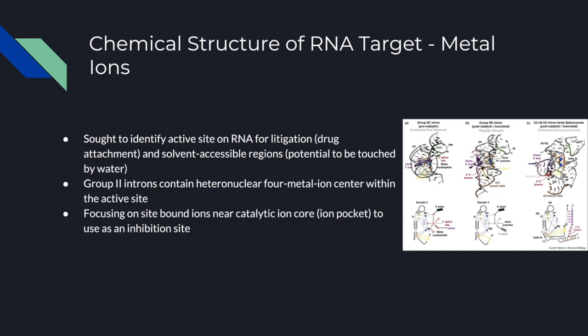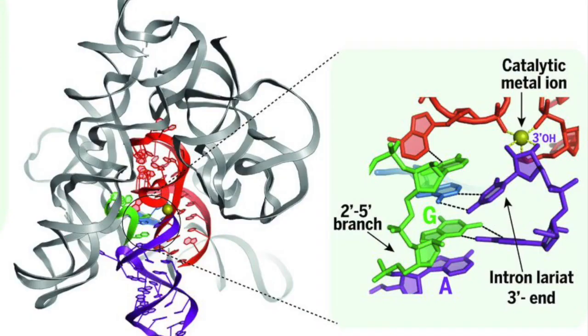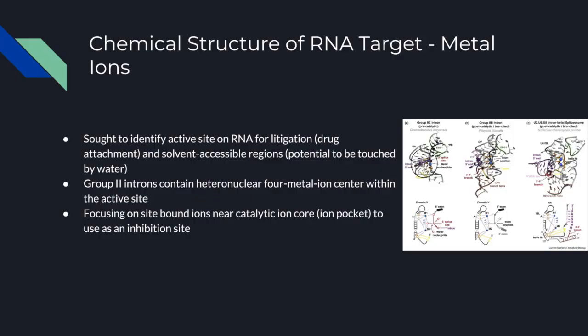As mentioned before, metal ions stabilize the tertiary structure of RNA, allowing for folding, thus hiding the hydrophobic areas of RNA within the fold. Furthermore, RNA creates pockets for these metal ions around the active site, perfect for drug ligation. The group 2 introns specifically contain a heteronuclear 4-metal ion center within the active site, so the researchers focused on the area around this catalytic center to find the area for attachment.